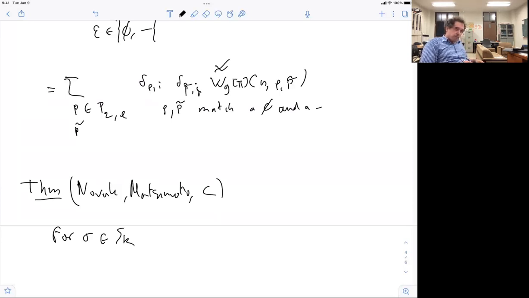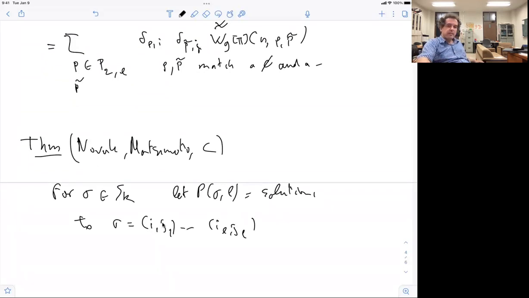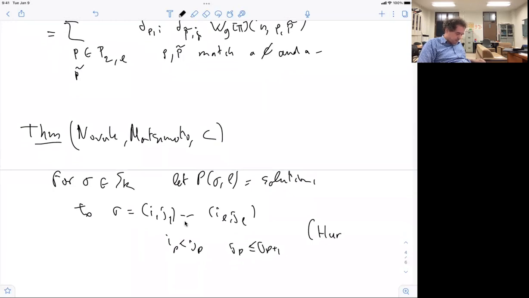what we're going to do is we're going to define the set P sigma L to be the solutions to the equation sigma equals the product of transpositions: transposition (I1 J1), ..., transposition (IL JL). So L is this number here, this parameter, with the constraints that, I'm always going to write this one less than that one: IP strictly less than JP. And then the ones on the right are weakly increasing, so JP is less than or equal to JP plus one. So this is in relation to the Hurwitz numbers. This is one variant of Hurwitz numbers.